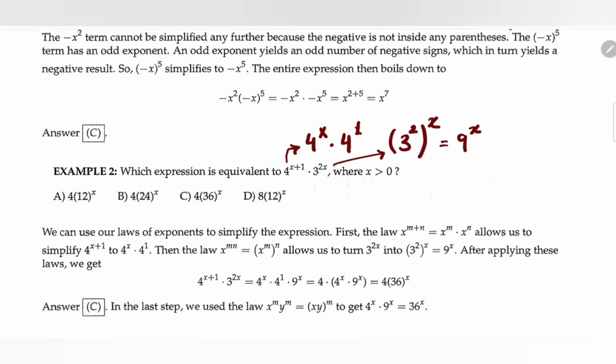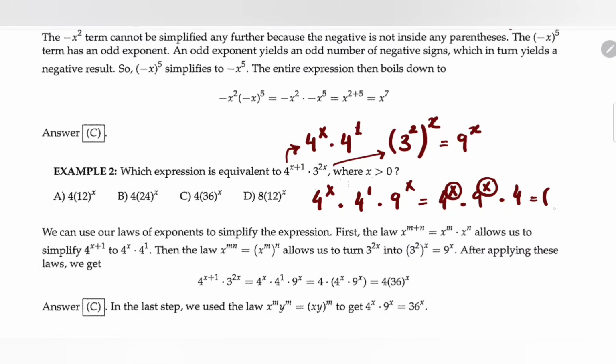So my expression now is 4 to the power x multiply 4 to the power 1 multiply 9 to the power x. Then what should I do? Good job, I put the x together. So it's power x and power x. So use the commutative property. 4 to the power x multiply 9 to the power x multiply 4 to the power 1, which is 4. So I have a rule. I can distribute the power. So here I distribute the x one time among 4 and one time among 9.